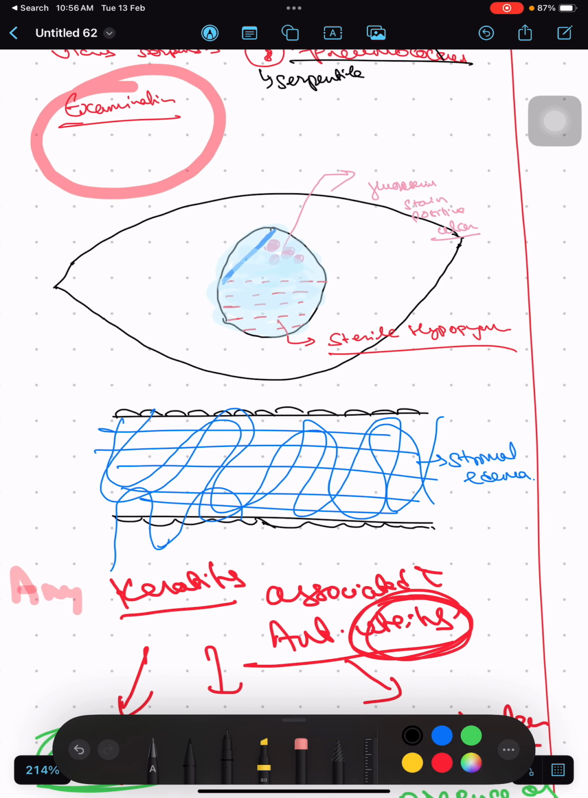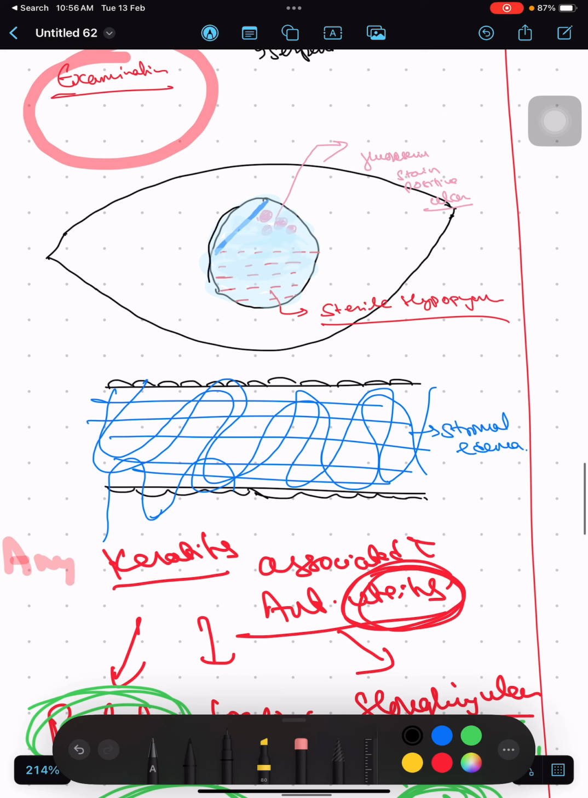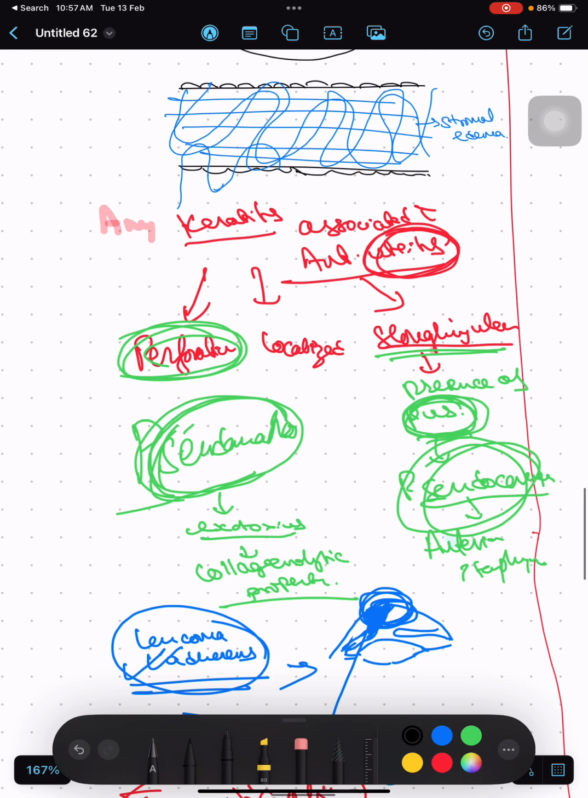And when you examine, what you see is corneal edema, right? And you see this sterile hypopyon, you see Descemet's membrane folds, and what you see here is actually the fluorescein stain positive ulcer, right? And now what you need to remember is keratitis can be associated with uveitis. Now there might be a perforation, there might be a localized, there might be a sludging ulcer.